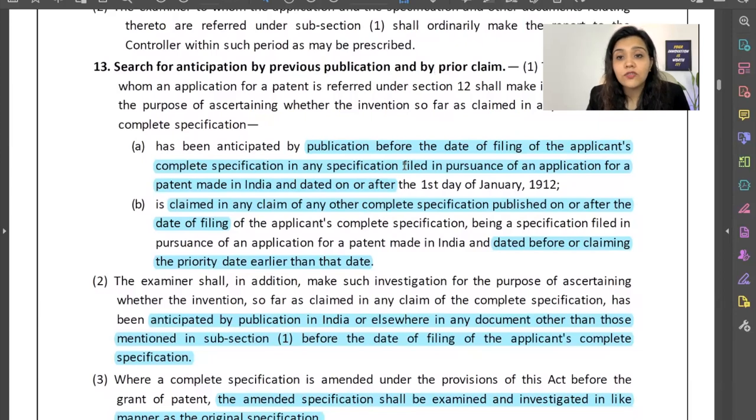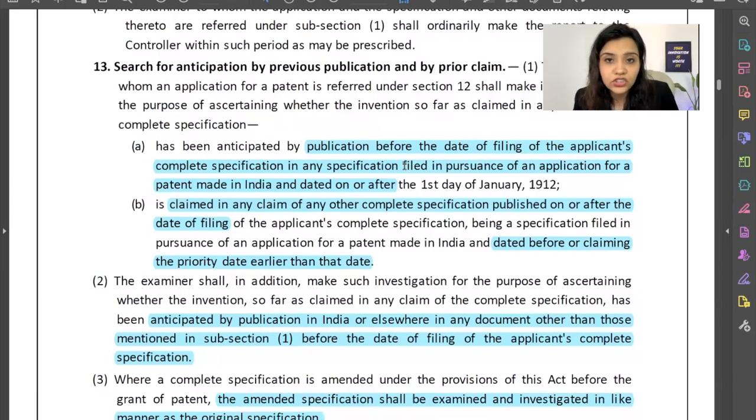The term prior claim itself is very important, because it is a technical section which I'll explain, and there can be a direct question on what prior claiming is. Sometimes a question may come as to which section indicates prior claiming, and the answer should be section 13(1)(b). I'll explain in more detail what prior claiming means.